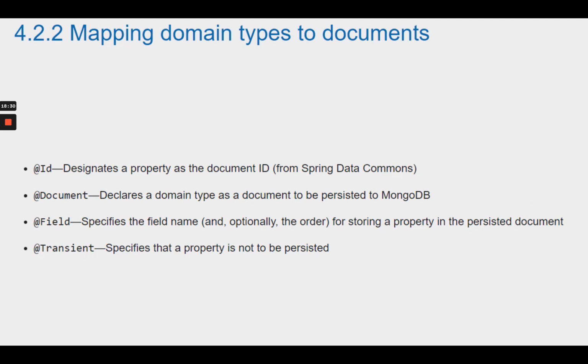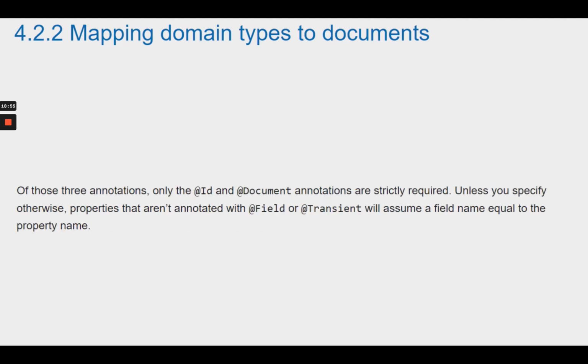@Id designates a property as the document ID, from Spring Data Commons. @Document declares a domain type as a document to be persisted to MongoDB. @Field specifies the field name and optionally the order for storing a property in the persisted document. @Transient specifies that a property is not to be persisted.